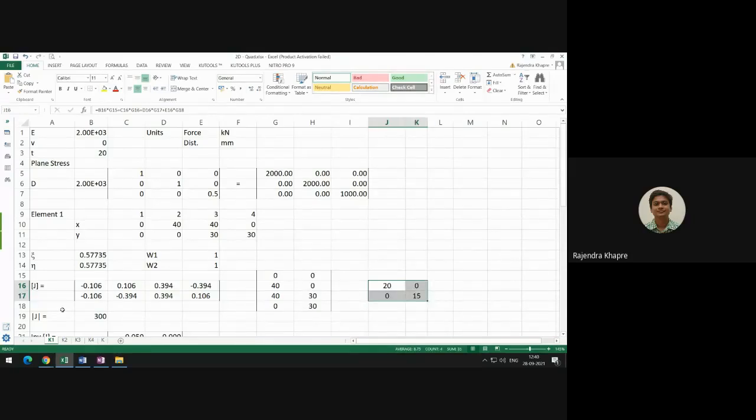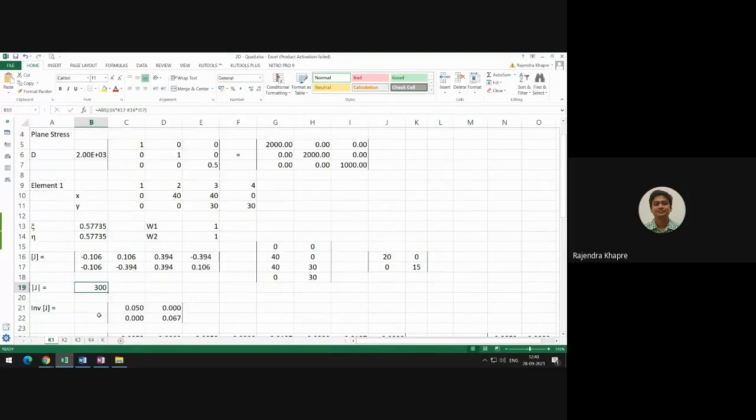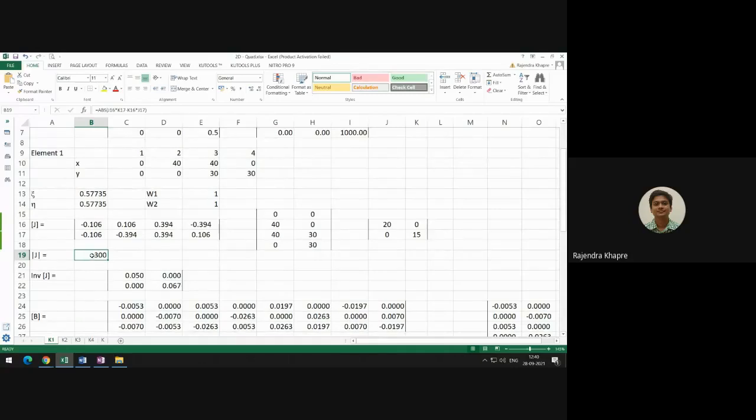This matrix is nothing but your Jacobian matrix. If you take the determinant of this Jacobian matrix, it will be 20 into 15 minus this into this, so ultimately the determinant of the Jacobian matrix is 300. Once you get the determinant, you have to find the inverse of the Jacobian matrix. The inverse will be 1 upon determinant of J, multiplied by this 15 here, this 20 here, and the negative signs on the off-diagonal terms. The inverse of the Jacobian matrix will look something like this.